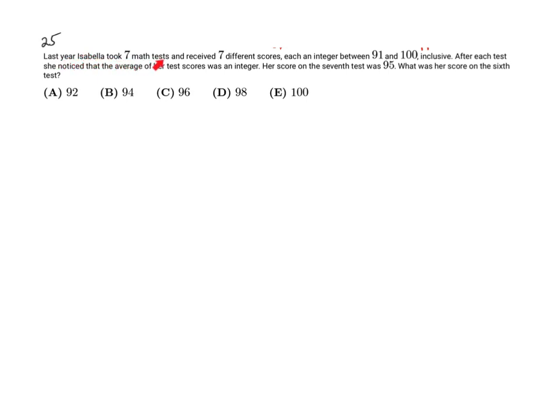Isabella took 7 math tests and 7 different scores, each an integer between 91 to 100 inclusive. After each test, she noticed that the average of her test scores was an integer. Her score on the 7th test was 95. So this is a very important information. What was her score on the 6th test?